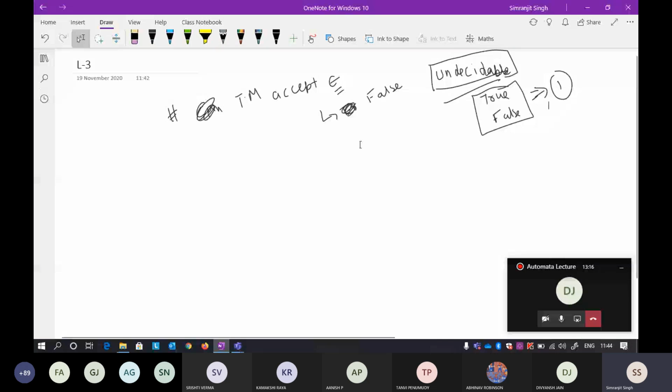I just want to tell you about undecidability. If you have seen the undecidable table, I will get back to this concept a little later. Undecidable means that you cannot say for sure what the answer will be. Can the Turing machine accept epsilon? Will the Turing machine not accept epsilon?